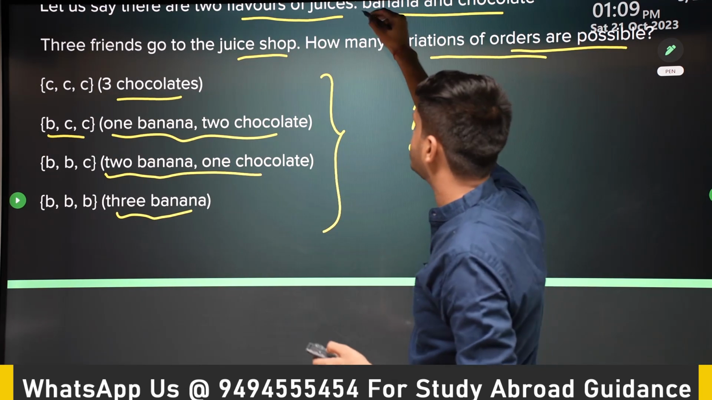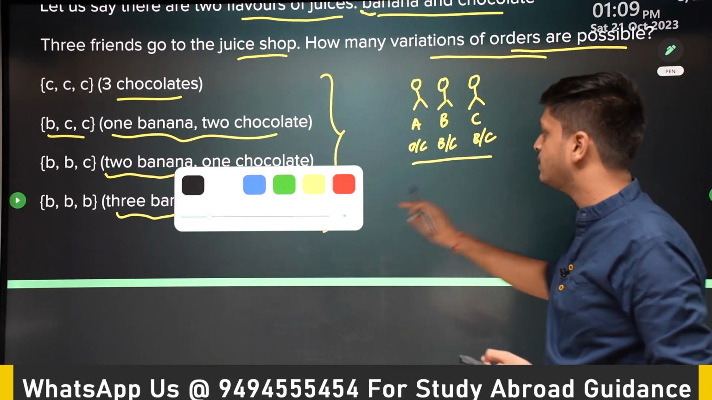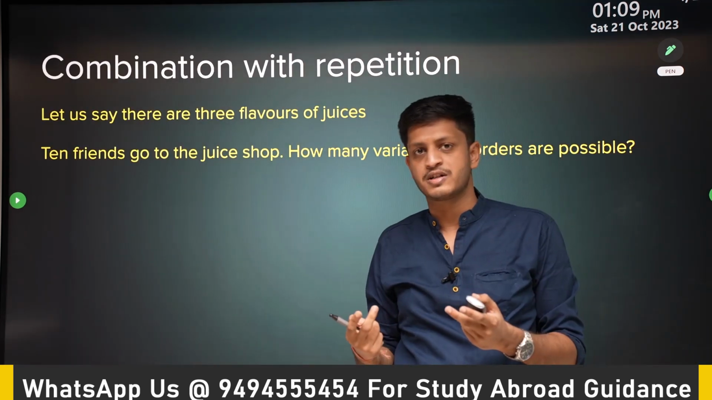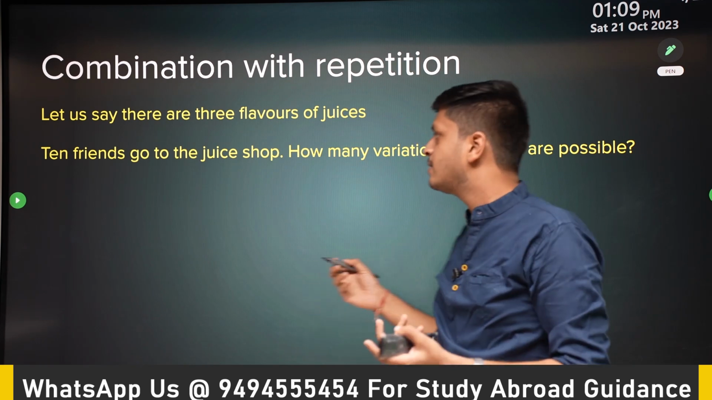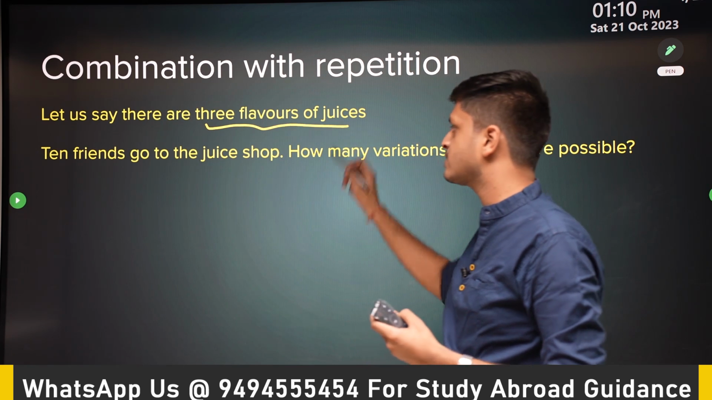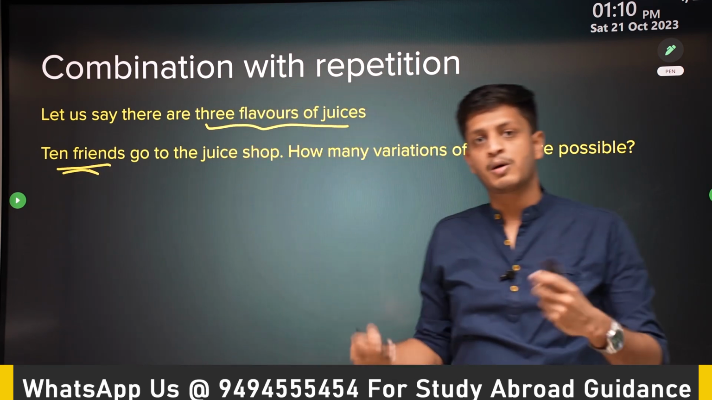Here the problem was easy. Here it was given that there were only 2 possible juice options and there were only 3 friends. But let's say now there are still 3 flavors of juices, but now 10 friends go to the juice shop. Now the problem becomes tougher, right?